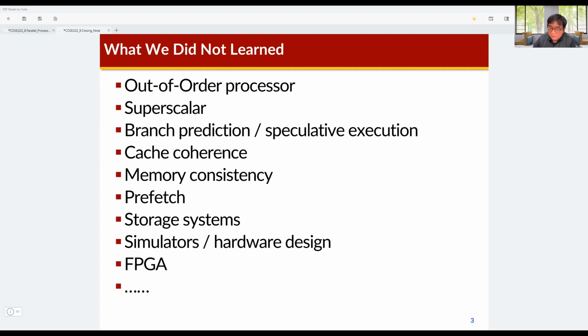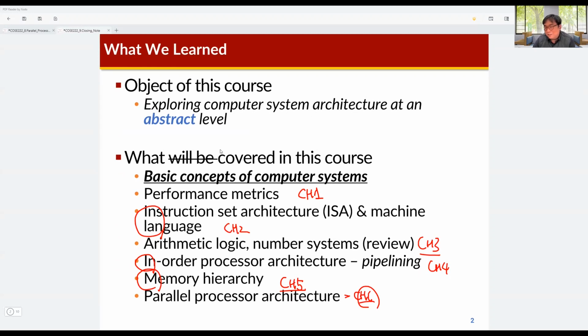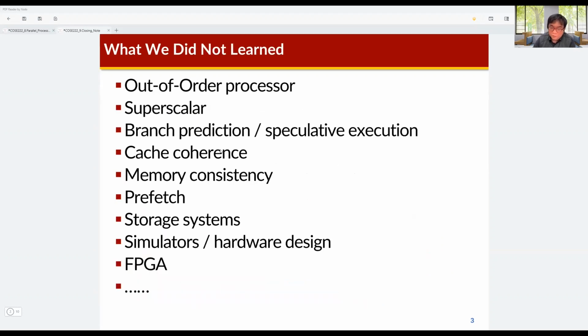Actually, modern processors have this advanced technology. But concepts like instruction set architecture, pipeline processor architecture, and memory hierarchy are very important. If you want to know about the advanced topics in computer architecture, then you can take the advanced course. Okay.